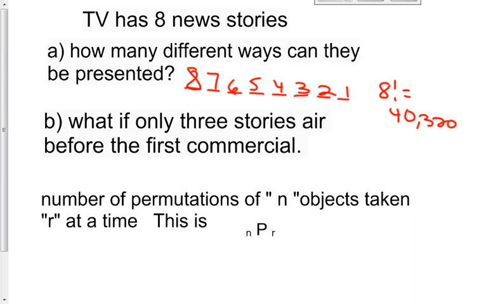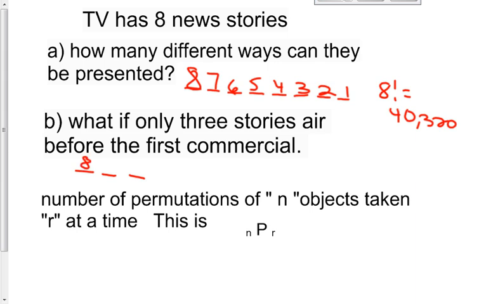And hopefully you get 40,320. Part B, what if only 3 stories air before the first commercial? Well, I'm only going to air 3 stories. So, to help you, I'm just going to draw 3 blanks to represent those 3 stories. Well, remember, I still have 8 stories total. So I have 8 that I could pick from.